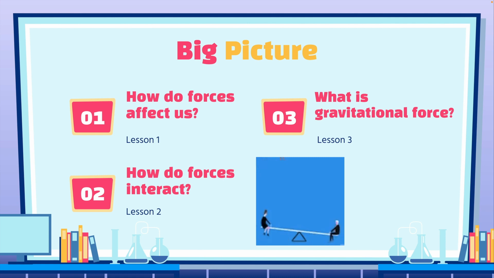Last week, we looked at how forces affect us. We talked about inertia, force, acceleration, velocity, and frame of reference. This week, we're going to look at how forces interact, and next week, we'll look at what gravitational force is.